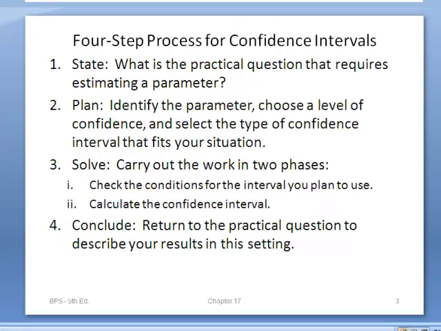We're going to look at first the four-step process for confidence intervals. The first thing you should do is state the practical question that requires estimating a parameter. Plan. You need to identify the parameter, choose a level of confidence, and select the type of confidence interval that fits your situation. Solve. Carry out the work in two phases. Check the conditions for the interval you plan to use, and calculate the confidence interval. Conclude. Return to the practical question to describe your results in this setting.